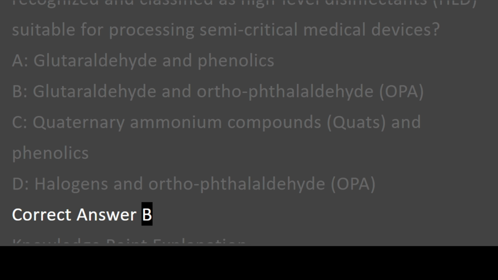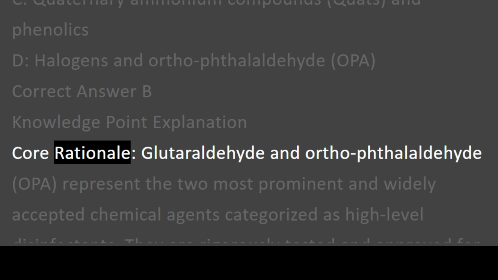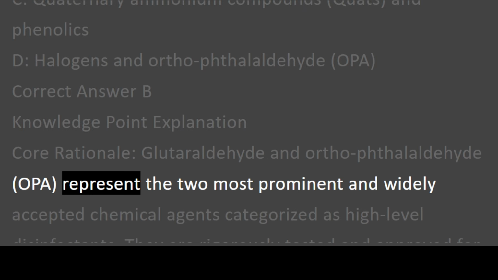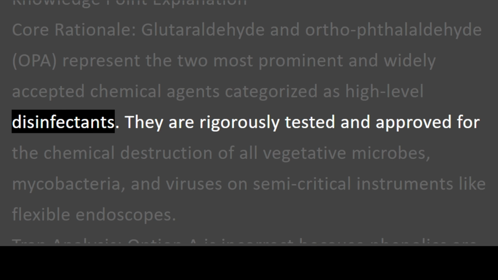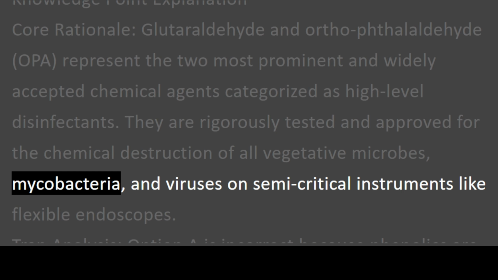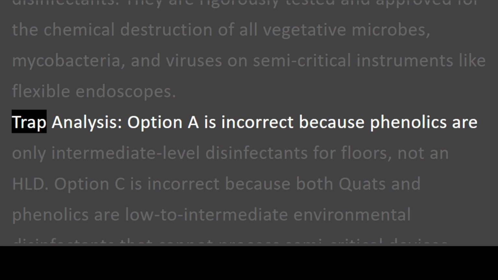Correct answer B. Knowledge point explanation. Core rationale. Glutaraldehyde and orthophthalaldehyde, OPA, represent the two most prominent and widely accepted chemical agents categorized as high-level disinfectants. They are rigorously tested and approved for the chemical destruction of all vegetative microbes, mycobacteria, and viruses on semi-critical instruments like flexible endoscopes.